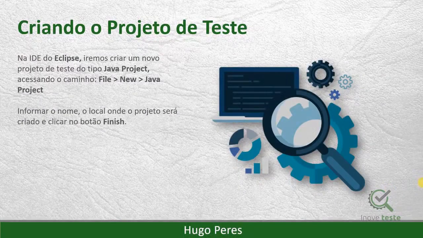In this video lesson, we will create our test project in Java. For this, I will use the free Eclipse IDE, and I will create this project through the track File, New, Java Project. Just enter the name of the project and the location where it will be saved. Other settings I will present in the next class, right?